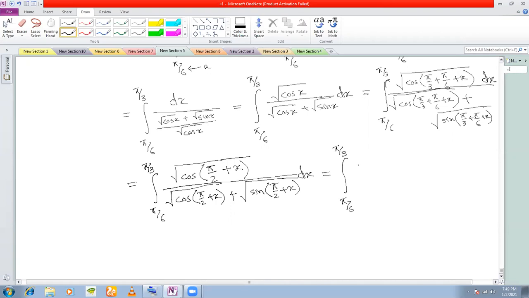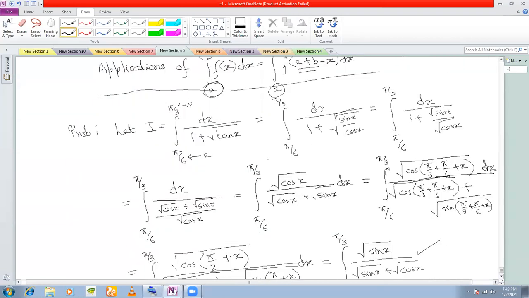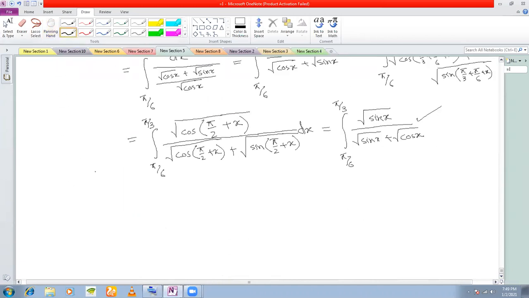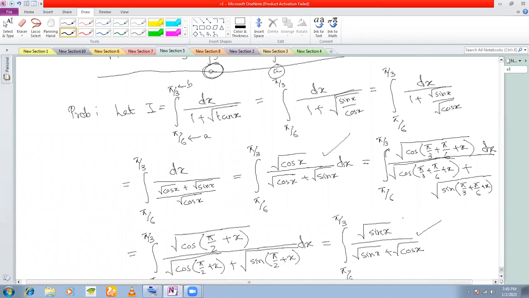Now cos of pi by 2 plus x is sin x, right? So this becomes root sin x. And here again this becomes root sin x plus root cos x. So now what should be the next step? See that I have got I is equal to this, and I is also equal to this, right? So very similarly as we had done in that property, we are adding the two integrals. Therefore I plus I will be equal to, first you write this one, right?